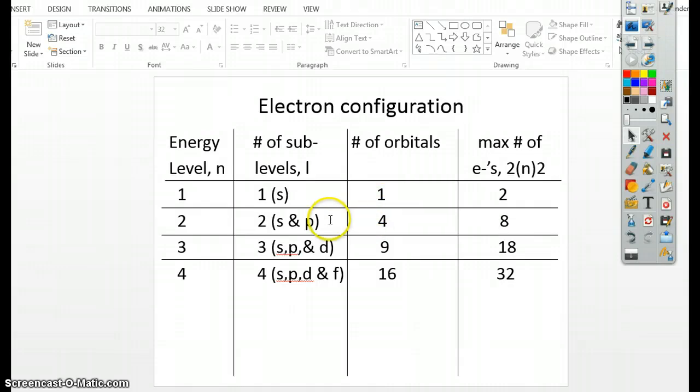So it makes sense that if we had s, p, d, and f, s is 1 orbital, p is 3 orbitals, d is 5 orbitals. Add that up, that's 9. 2 electrons in 9 orbitals, that's 18. And again, that's the maximum amount of electrons in a certain energy level. That's not total electrons at that point, it's just sitting at that level.